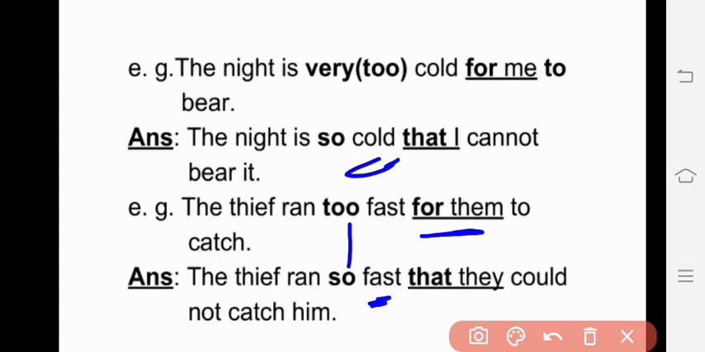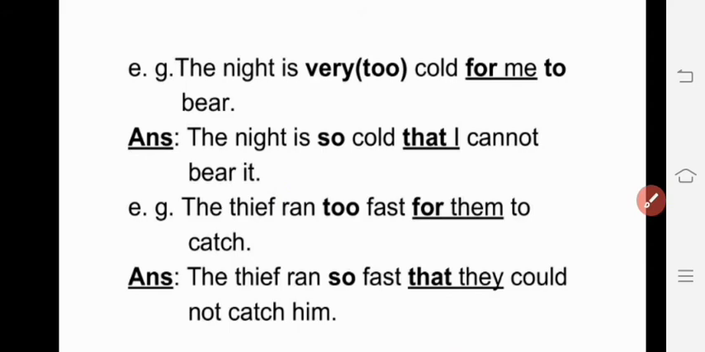The thief ran so fast that they could not catch him. Them converts into they. In the previous sentence, for me converted into I; here, for them converts into they. And as per ran, we convert cannot into could not. The thief ran so fast that they could not catch him. Him means the thief here. Now we go for the next.